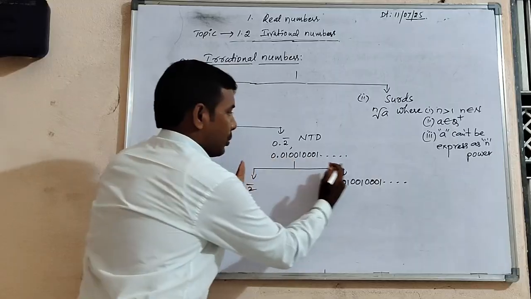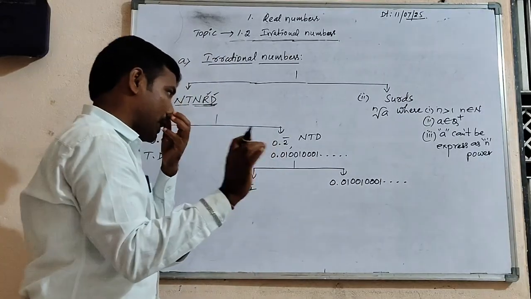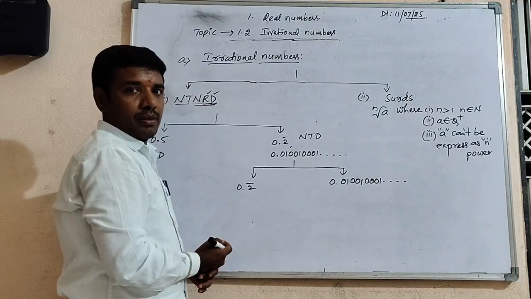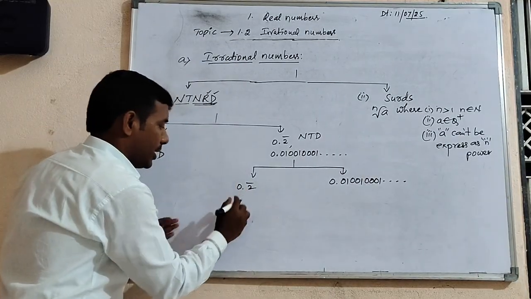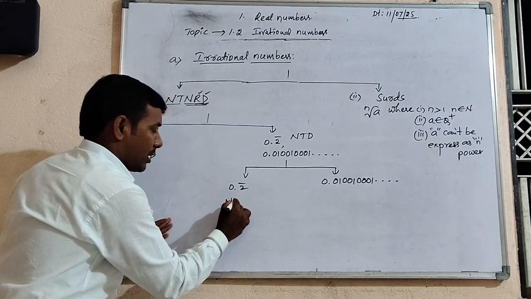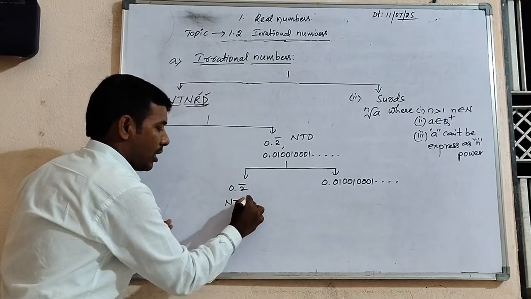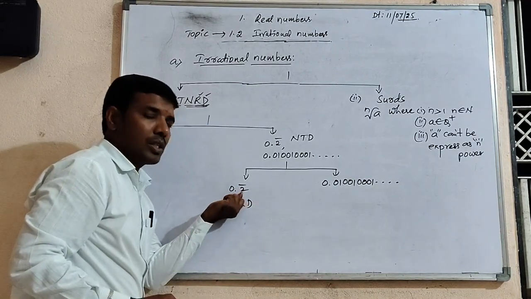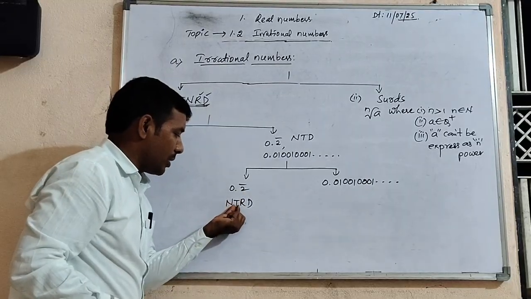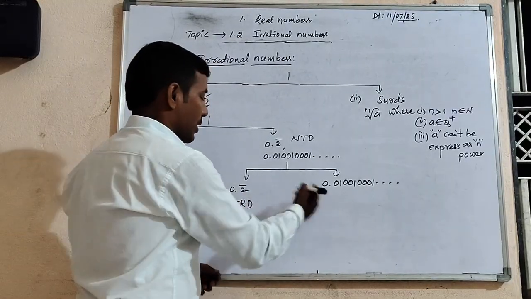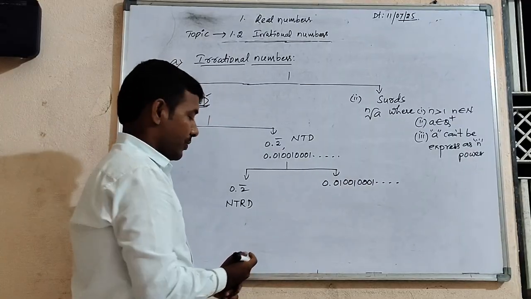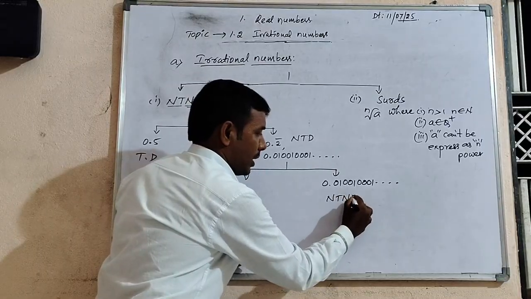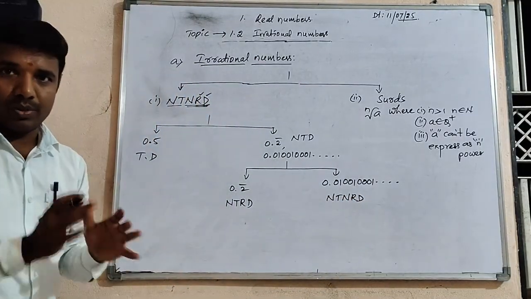These 2 examples I made into 2 parts. In these 2 examples, once carefully observe. Here 2 is repeated, but there is no repetition here. So based on that, its name is NTRD, nothing but non-terminating repeating decimal. A repetition is going on, that's why its name is non-terminating repeating decimal. But here, any repetition there? No. So its name is non-terminating, non-repeating decimal. I think you got a clear picture.